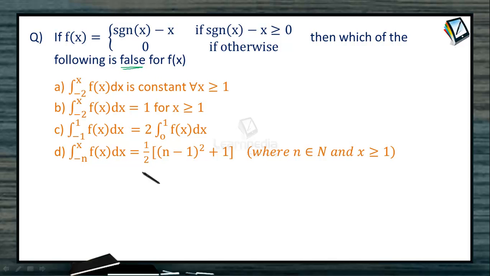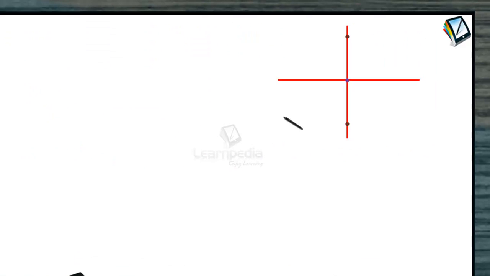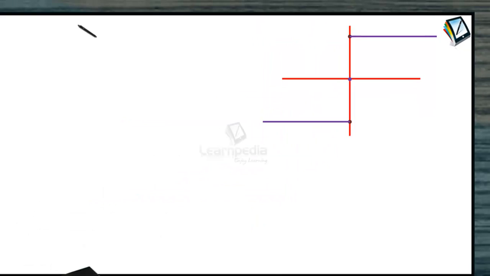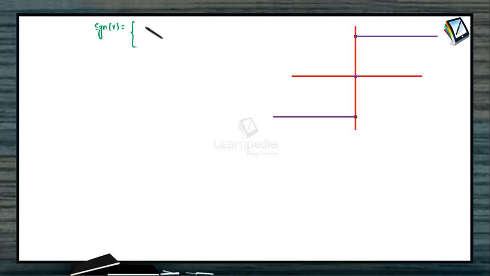Now before we proceed to verify each of these cases, first let us try to identify how the function f of x will look. On the axis, if we consider the graph of signum function of x, when x is positive it will be the line y equal to 1, and when x is negative, it will be y equal to minus 1. As we know, signum function of x is 1 if x is positive, 0 if x is 0, and minus 1 if x is less than 0. So at 1 and minus 1, this will be a line parallel to the x-axis.